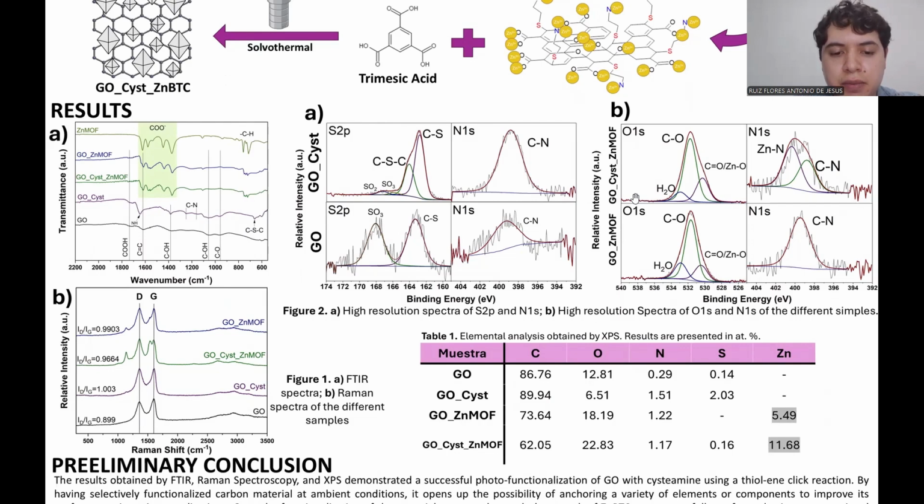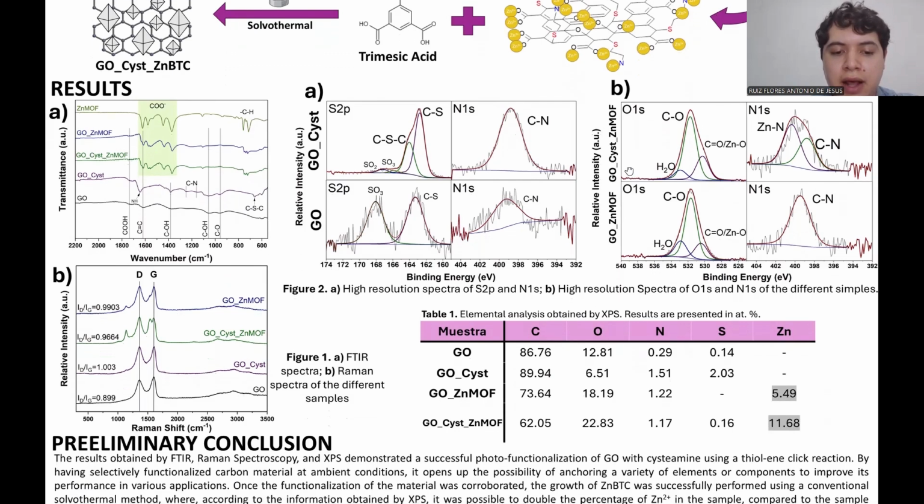In figure 2b, in oxygen 1s, a band is shown around 530 electronvolts, indicating the existence of a coordination of the oxygen and the zinc metal. Also in nitrogen 1s, a band around 400 electronvolts appears due to the interaction of the metal and the amine groups of cysteamine. In the sample without cysteamine, it is not possible to see this band.